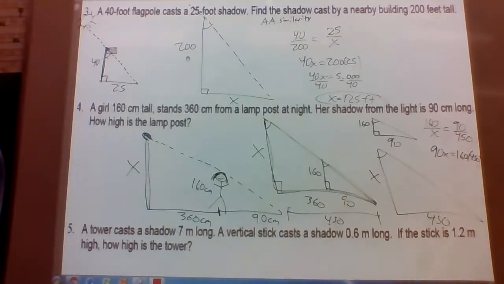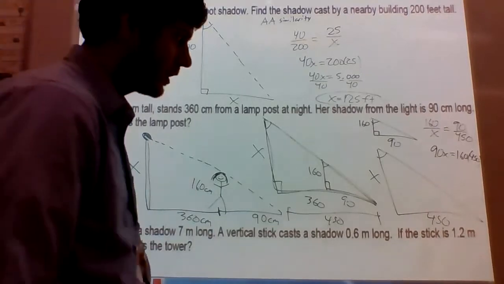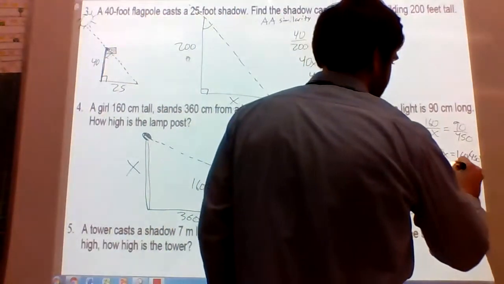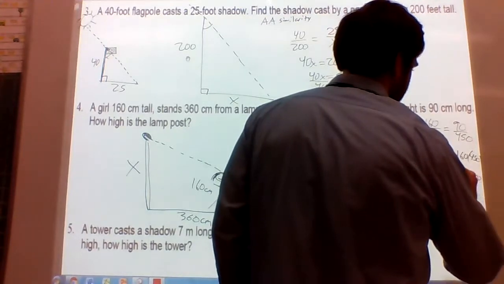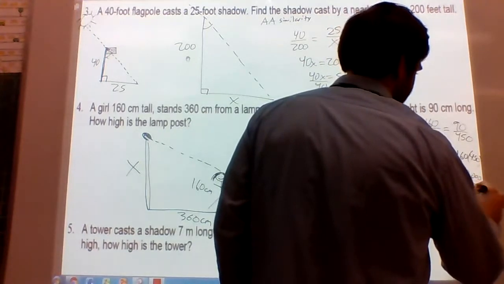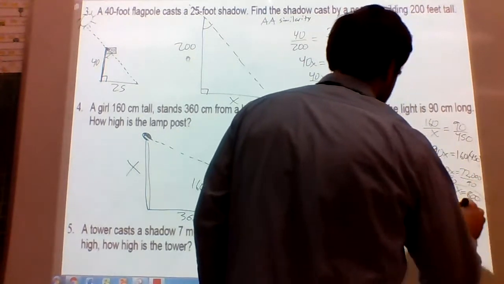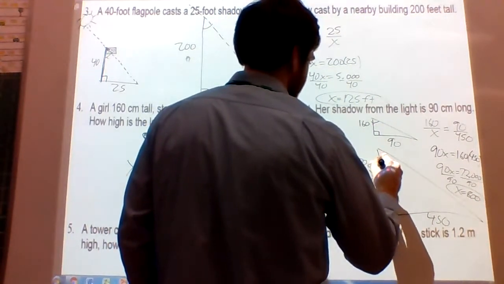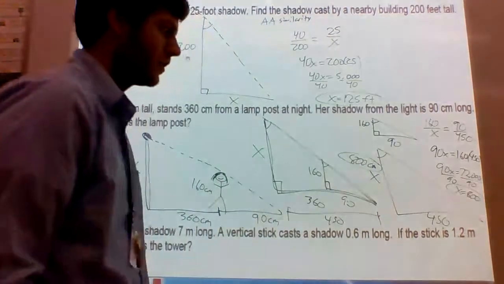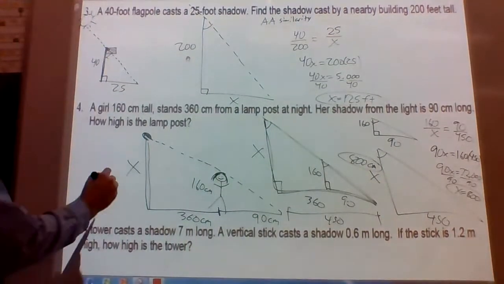160 times 450 is 72,000. So we get 90x equals 72,000. We divide by 90, and that's where we get 800. So it's going to be 800 centimeters. The height of the lamppost is 800 centimeters.